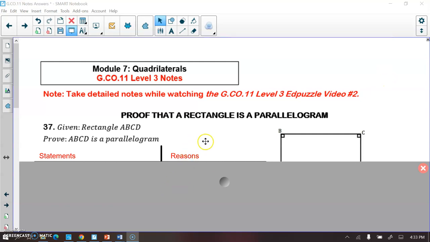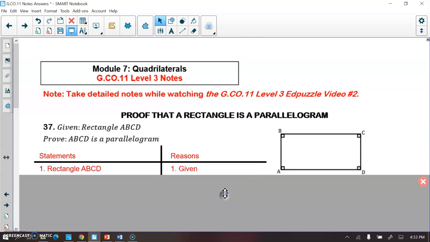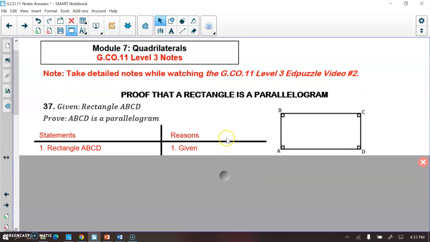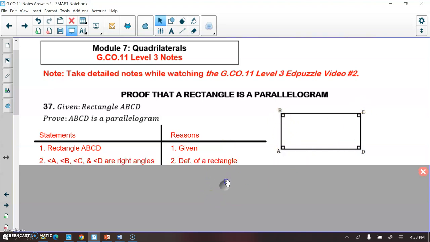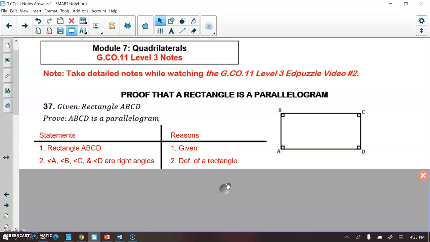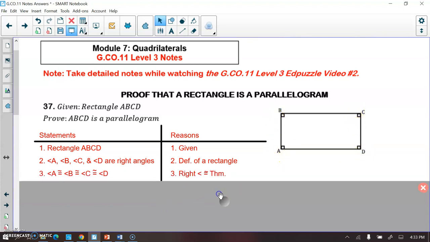All right, so moving on to some more proofs, we are going to prove that a rectangle is a parallelogram. We are given rectangle ABCD. What we know about rectangles is that these are all 90-degree angles, so we're going to specify that. That's the definition of a rectangle. Now what we know about right angles by the right angle congruence theorem is that all right angles are congruent. So I can say every single one of these angles are congruent.